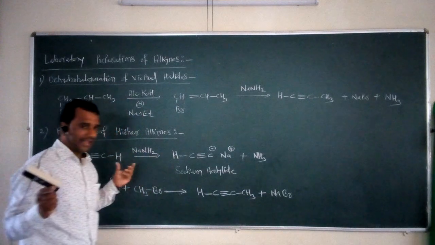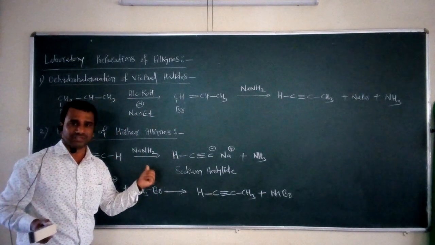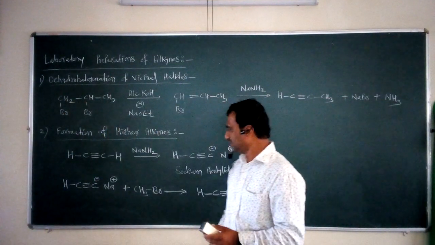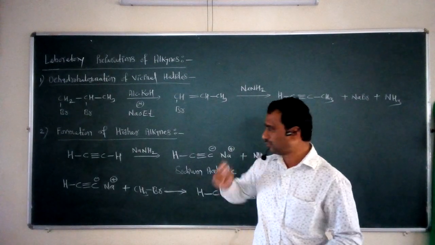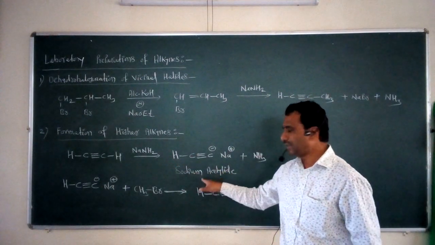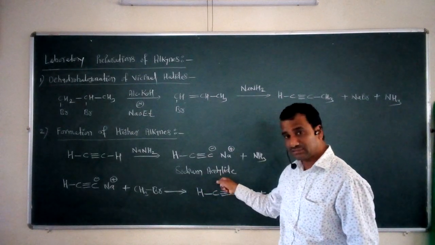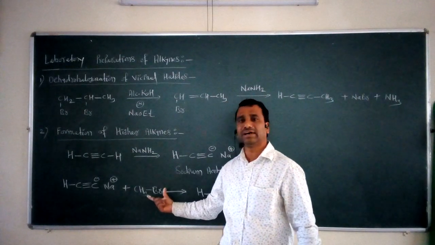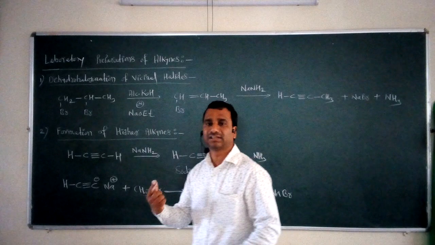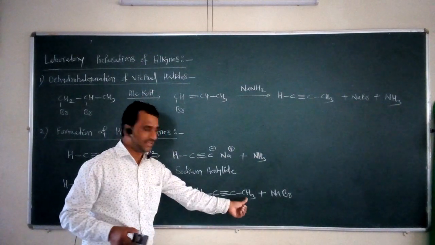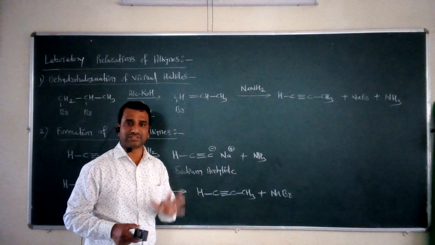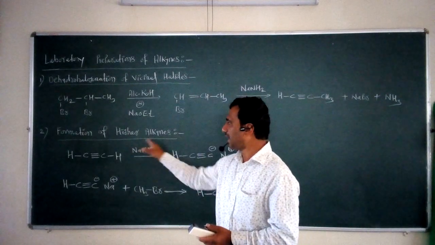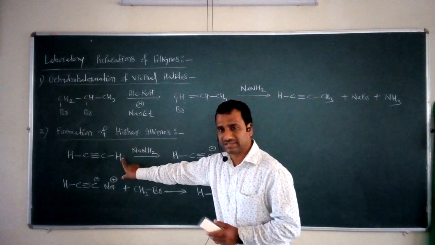First of all, we take the acetylene molecule. It reacts with a strong base, NaNH2. Since the proton present in acetylene is acidic, it reacts with the strong base, and sodium acetylide is formed. This sodium acetylide is now very reactive, so it can react with suitable alkyl halides, and by reacting we get the higher alkynes, meaning we get CH3 C triple bond CH. This is a very simple laboratory method of preparation of alkynes, called the formation of higher alkynes from the acetylene molecule.